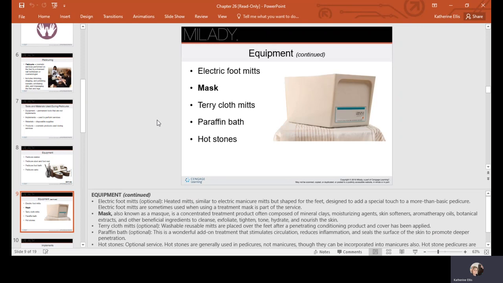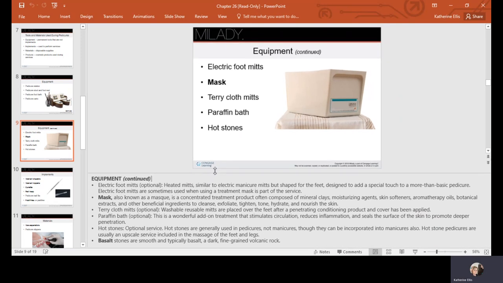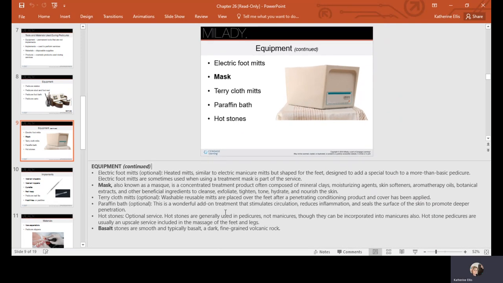Other examples of equipment are electric foot mitts, masks, terry cloth mitts, paraffin bath, and hot stones. Electric mitts are made for the feet and the shape of the feet, and you can put paraffin in the liner and then slide it onto the foot and then apply the mitt and let the paraffin, which has heat, drive moisture deep into the skin, and the mitts will prolong that heat activity.